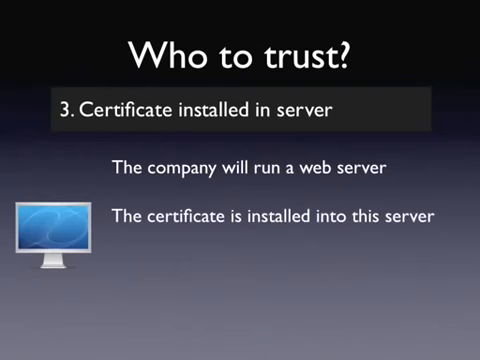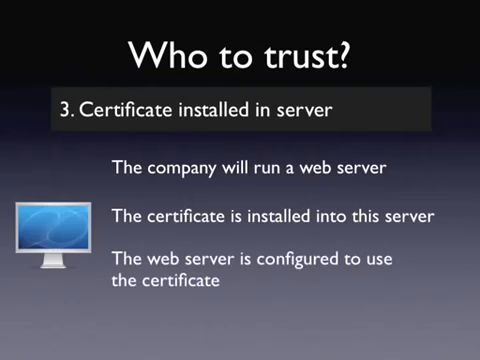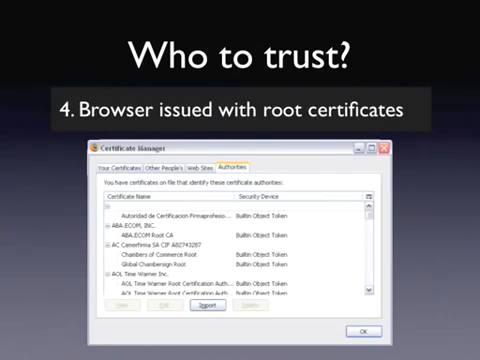So the company will run a web server and that certificate is installed into it. They may run Apache or Tomcat or WebSphere or WebLogic, most likely Apache, who knows. This certificate is installed in, and you can configure the web server to then use the certificate. From then on, that certificate is going to be used in the handshake process we outlined.